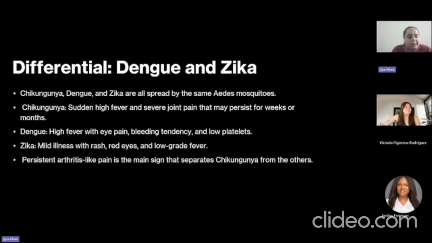Long-lasting joint pain is what mainly separates chikungunya from the others, because with chikungunya, you have very bad joint pain. You have stiffness.